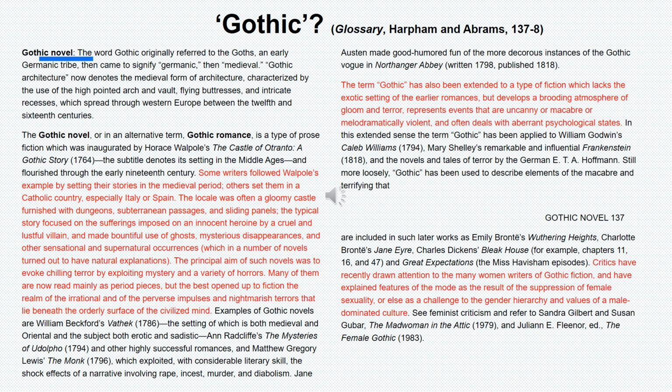We're going to see that the novels we're reading kind of split the difference on that question. Some of them will, in fact, come up with a perfectly natural, perfectly rational explanation for something very strange that occurs. And then we'll have others that don't. They come up with something really kind of shocking and weird as the rationale, as the explanation. The principal aim of these novels was to evoke chilling terror by exploiting mystery in a variety of horrors.